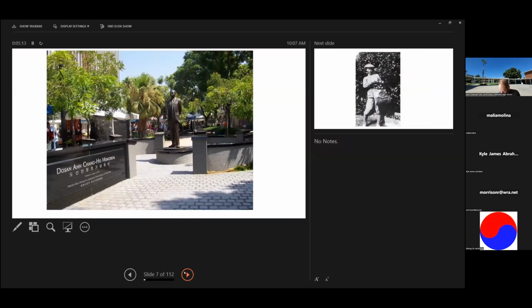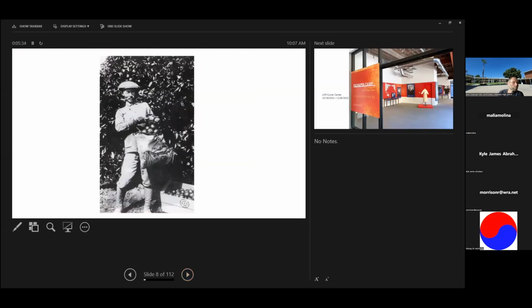And in 2001, the city of Riverside with the Korean American community and the Dosan Ahn Chang-ho Memorial Foundation erected the statue of Ahn Chang-ho. At the time, we did not know anything about Pachappa camp. We simply knew that Ahn Chang-ho came to Riverside to pick oranges. This is the famous photograph of him in Riverside picking oranges.